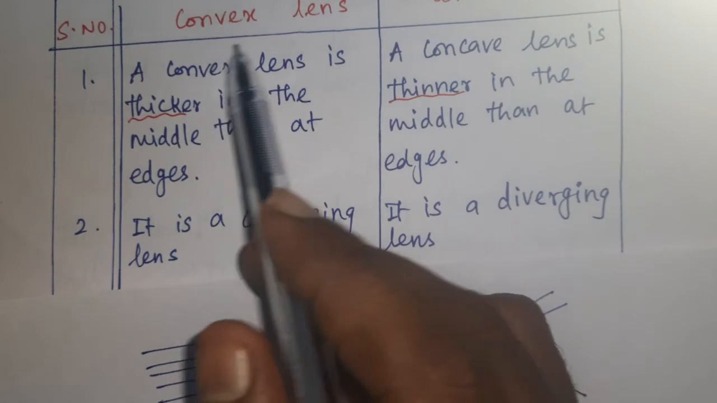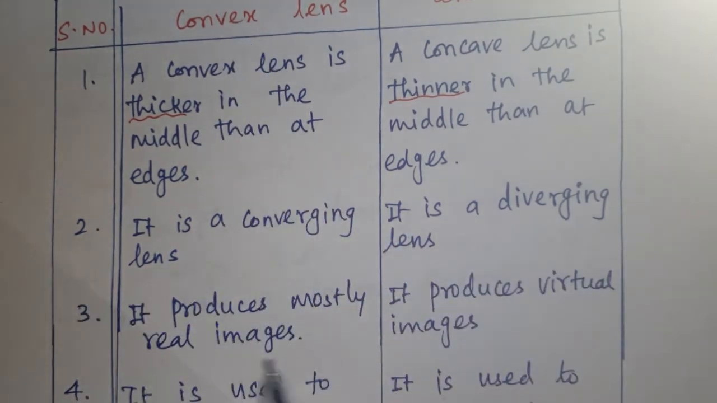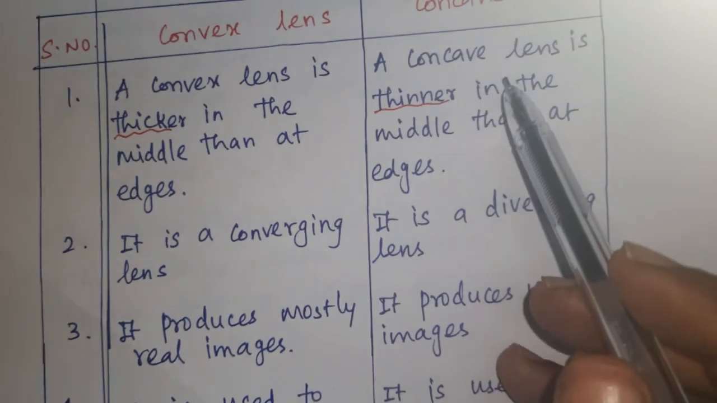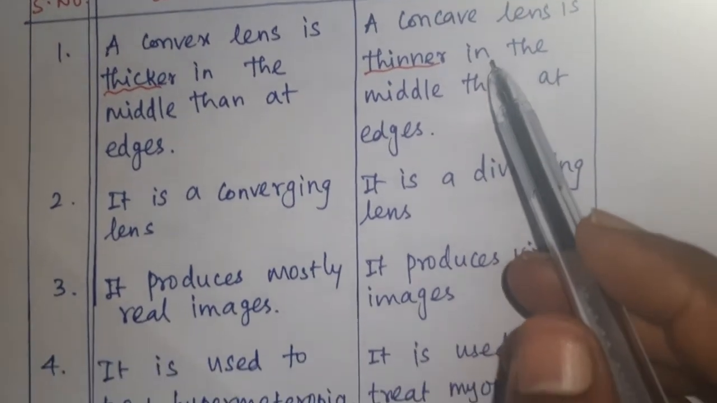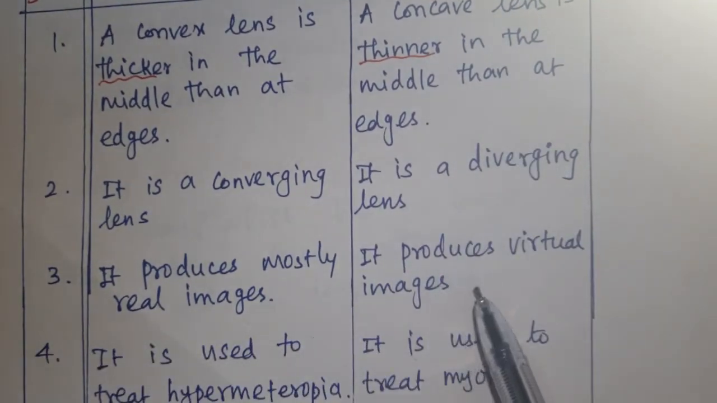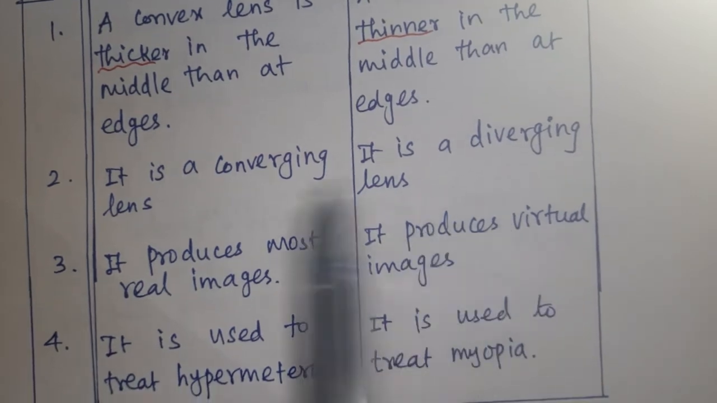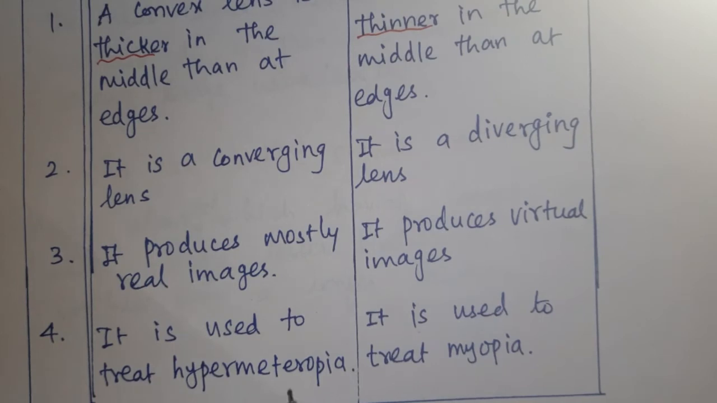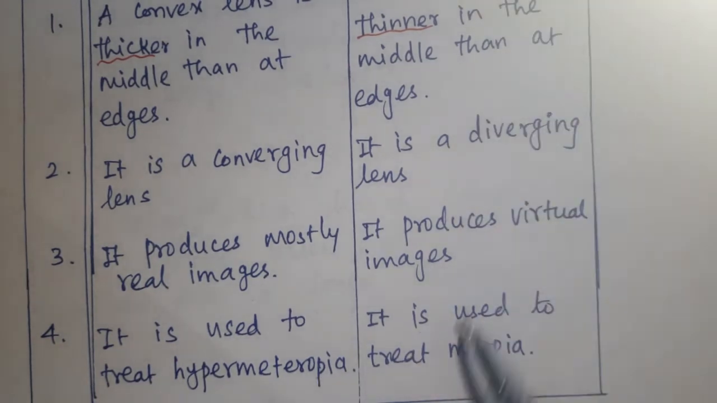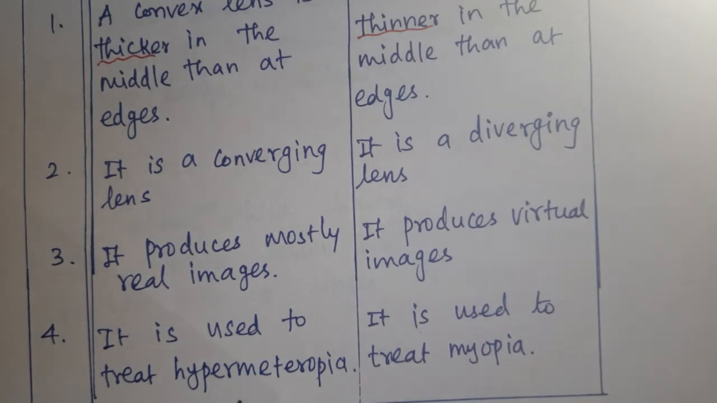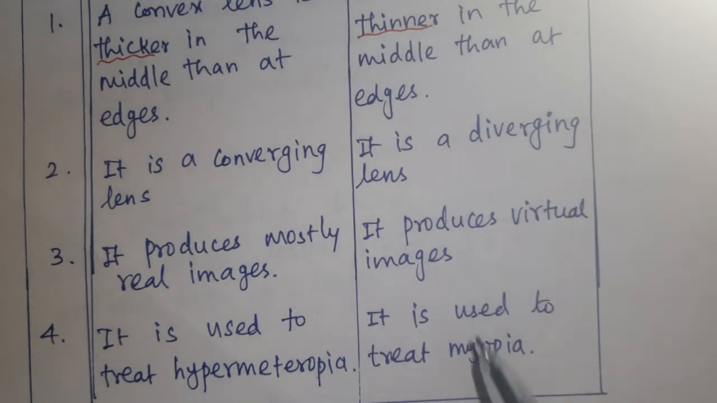Convex lens mostly produces real images. Concave lens always produces virtual images. Convex lens is used to treat hypermetropia. Concave lens is used to treat myopia. So whoever is affected with hypermetropia should wear a convex lens. Whoever is affected by myopia should wear a concave lens.